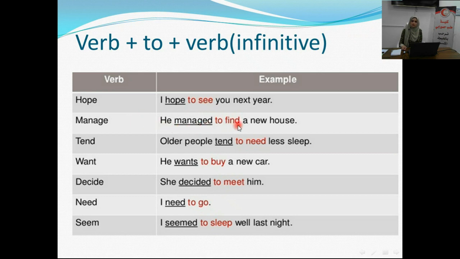Manage. He managed to find a new house. So managed followed by to and with the second verb, which is find. Older people tend to need less sleep. So here we have tend followed by to and the second verb. With want, he wants to buy a new car. Wants and buy. With decide, she decided to meet him. So we have decided and meet. Need, I need to go. And with seem, I seemed to sleep well last night.